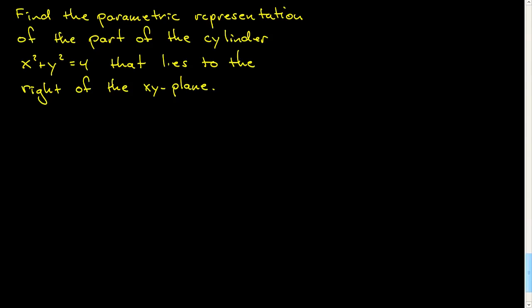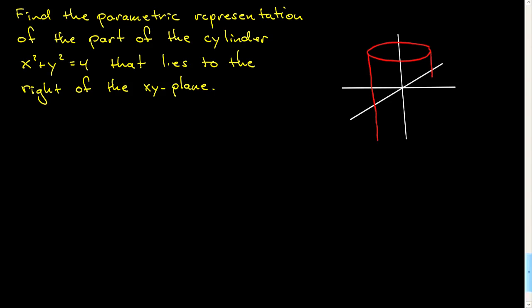Find the parametric representation of the part of the cylinder, x squared plus y squared is equal to 4, that lies to the right of the xy plane. So again, I'm going to draw it. I guess I'll draw the coordinate axes first. Okay, that is meant to be a full cylinder. Of course, it goes off to plus or minus infinity. There's no restriction on z here.